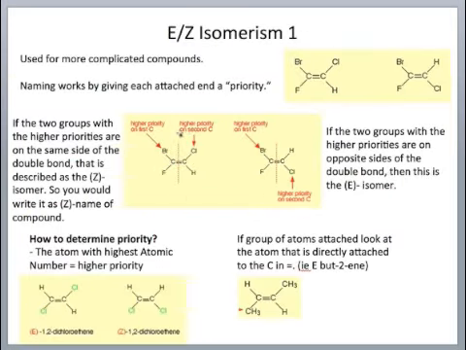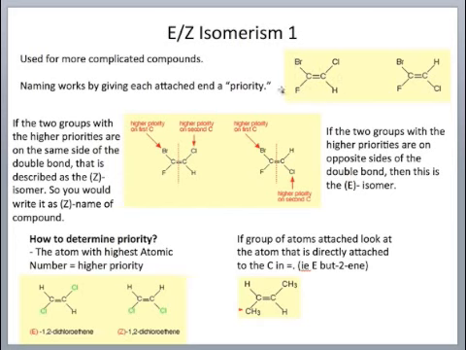So we've considered cis and trans, but there is another system which is called EZ isomerism, or EZ naming, and this is used for more complicated compounds. So for example, if we look at these 2 molecules here, we can see that we have chlorine and hydrogen, and we have bromine and fluorine. Well, how would you be able to name that?